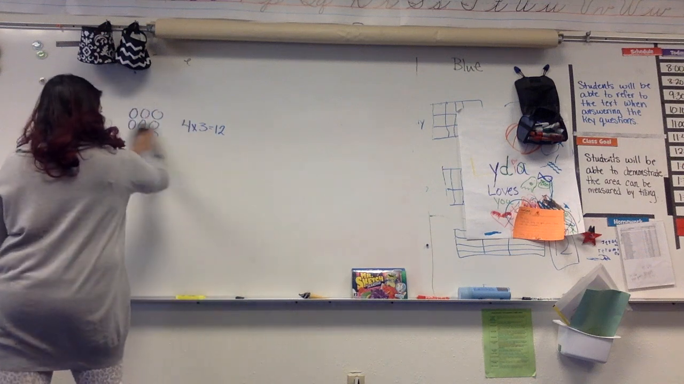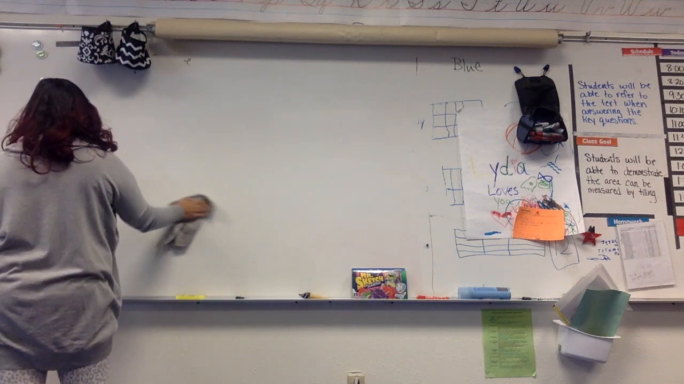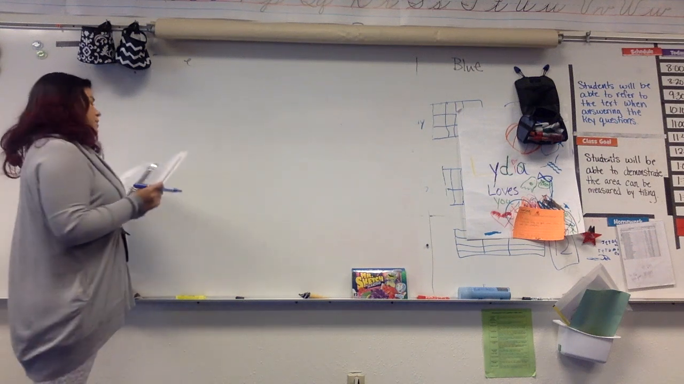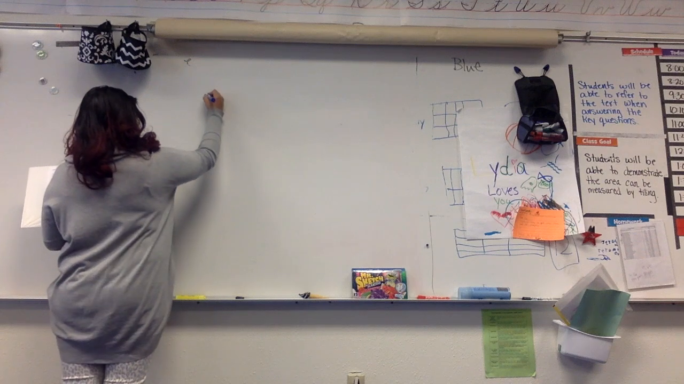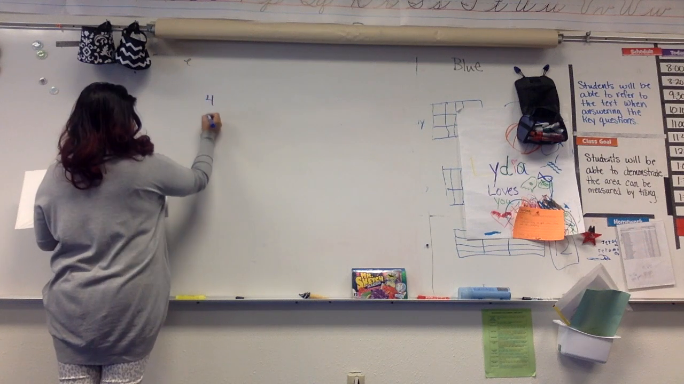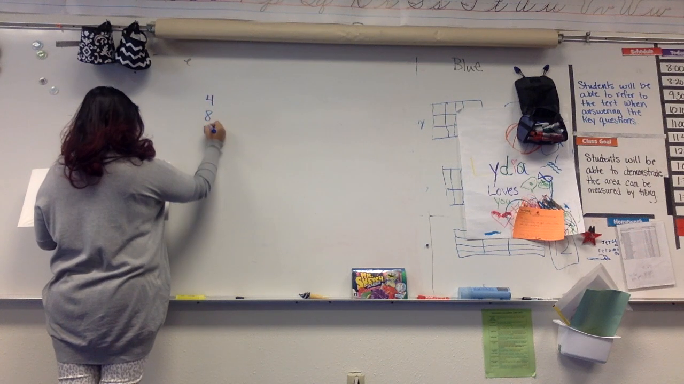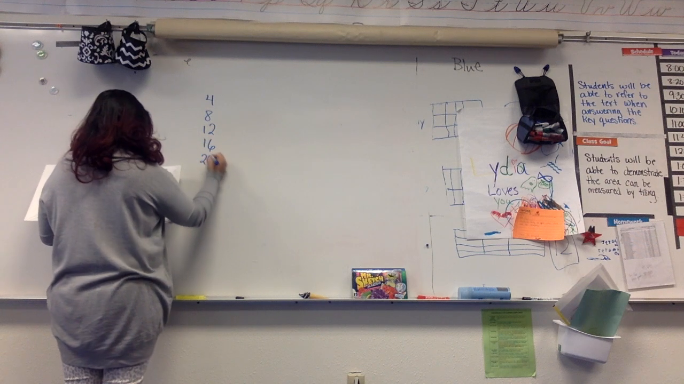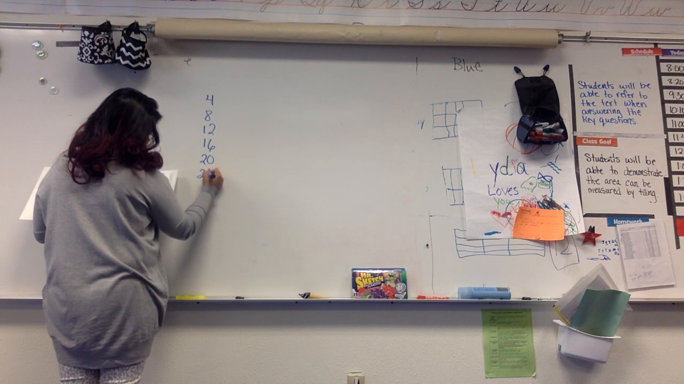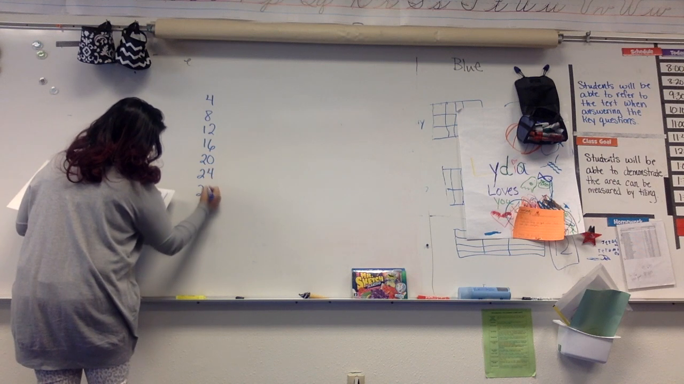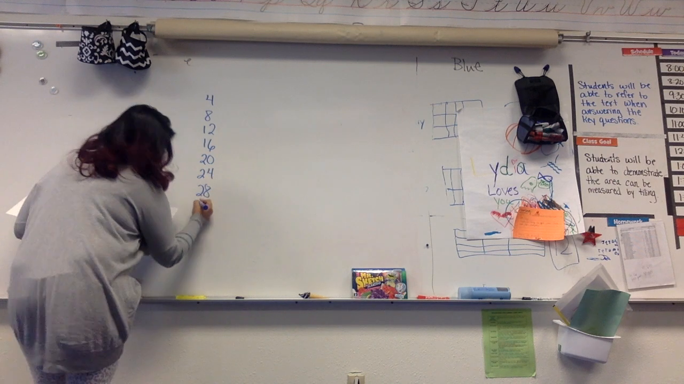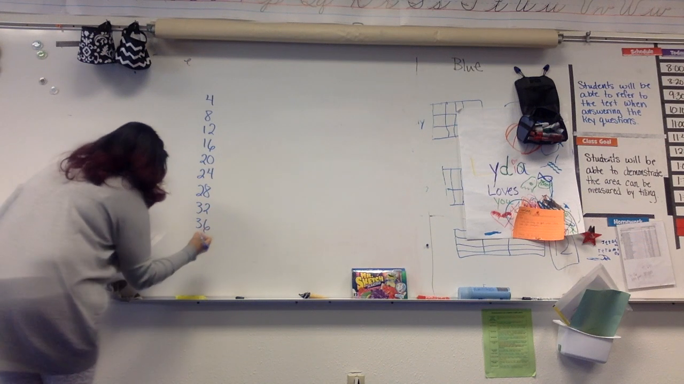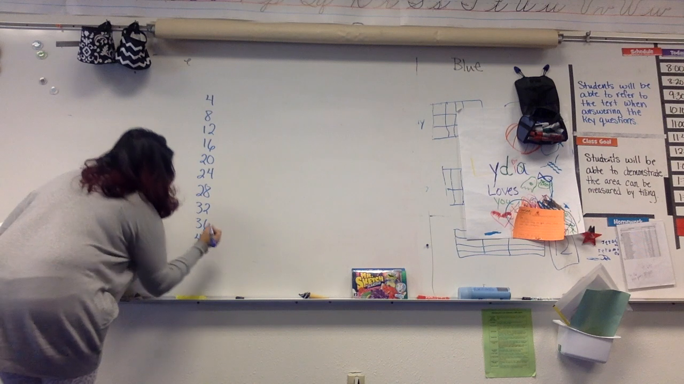Okay, we're going to do some counting by 4s. Counting by 4s is a little hard. We're going to start at 4, 8, 12, 16, 20, 24, 28, 32, 36, and 40.